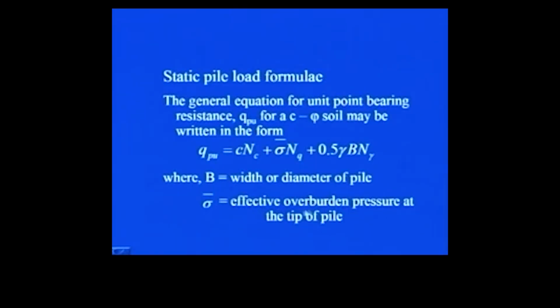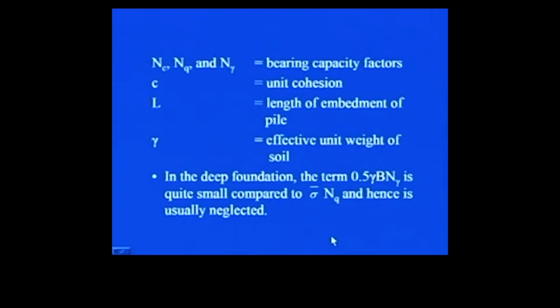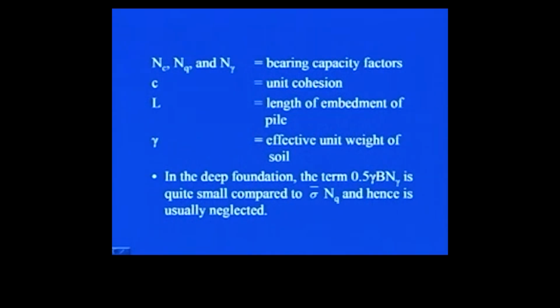Then sigma bar is the effective overburden pressure at the tip of the pile. Since we are talking of unit point bearing resistance, that will be occurring at the tip of the pile. That is why sigma bar is the effective overburden pressure at the tip of the pile. Then, as you have studied in the chapter on shallow foundations, Nc, Nq and N gamma are bearing capacity factors which can be determined based on different theories given by different research workers. c is unit cohesion, L is the length of embedment of pile, that is whatever length of pile is being surrounded by the soil, and gamma is the effective unit weight of soil.